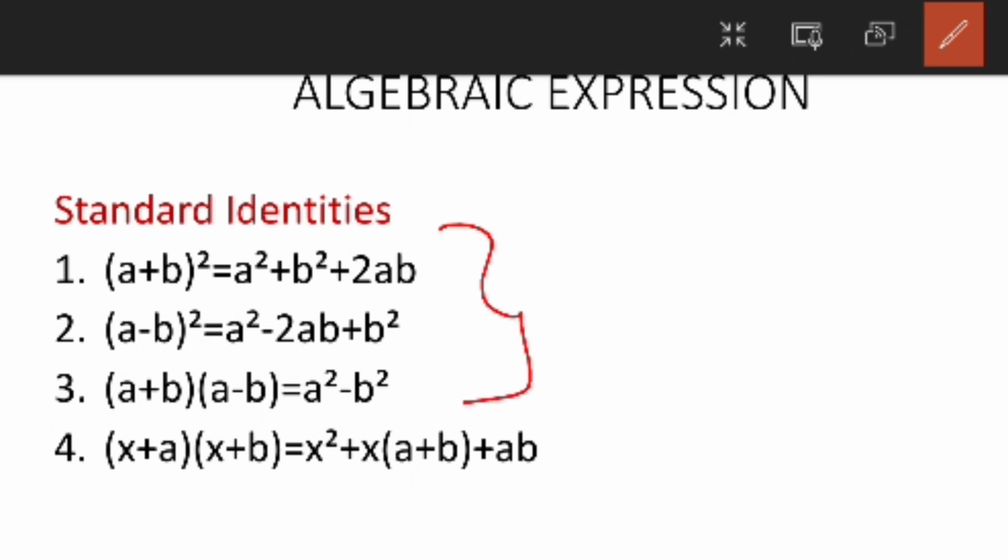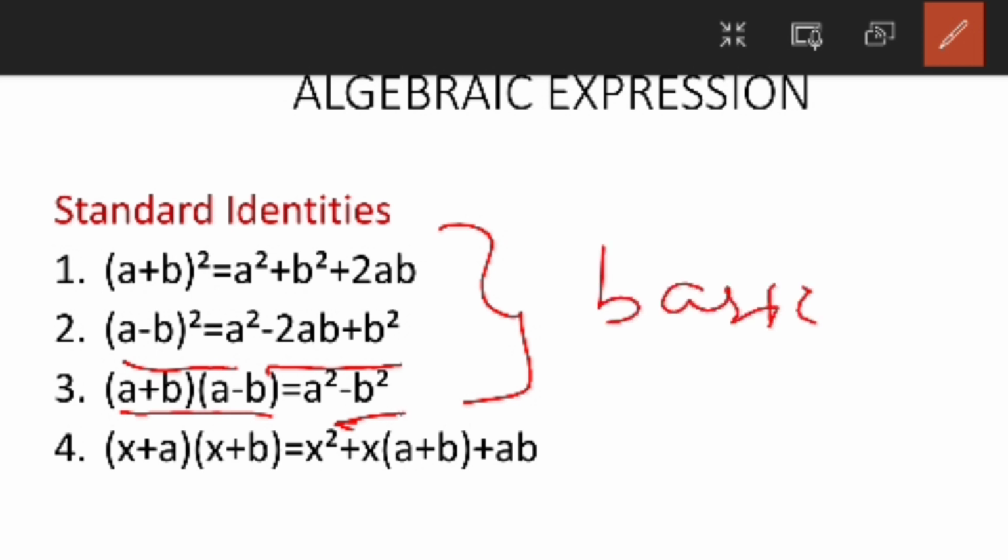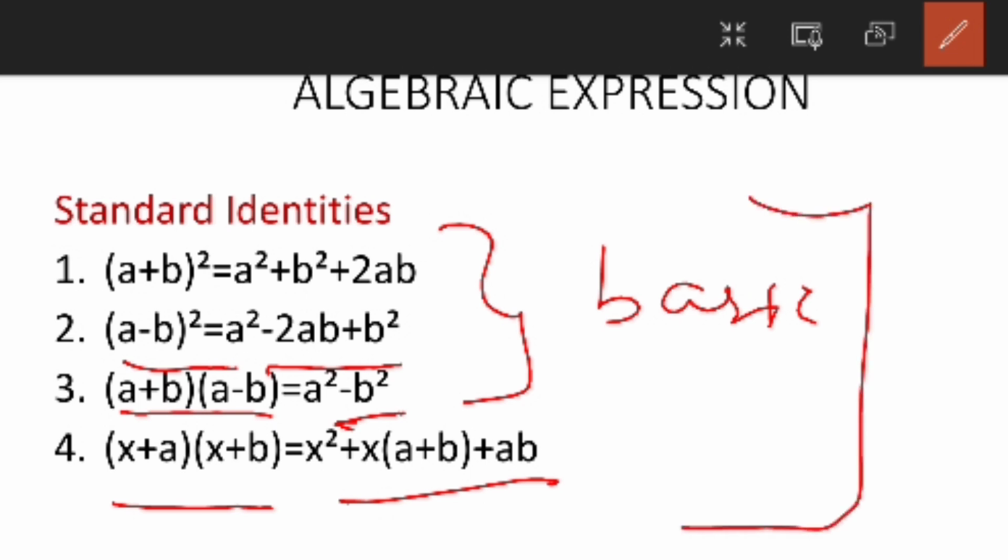They are (a plus b) the whole squared is equal to a squared plus 2ab plus b squared, and (a minus b) the whole squared is equal to a squared minus 2ab plus b squared, and (a plus b) into (a minus b), which will give a squared minus b squared. These are the basic identities, and adding to that one more we are going to see, that is (x plus a) into (x plus b). If we multiply, we will get x squared plus x into (a plus b) plus ab. So, all these four, these basic three and this fourth one, we are going to use in this chapter.